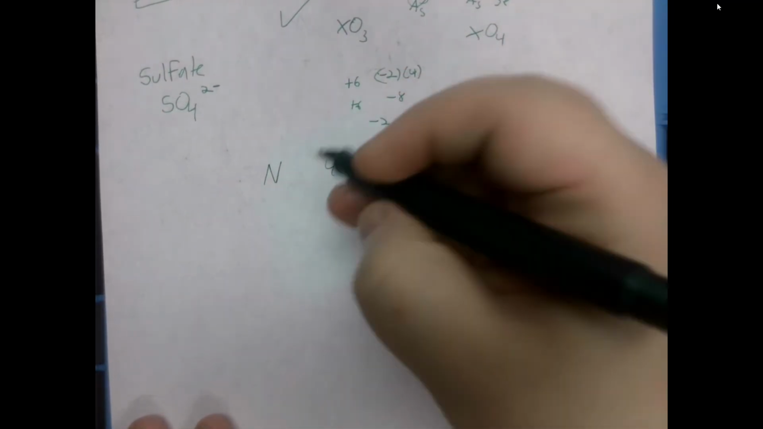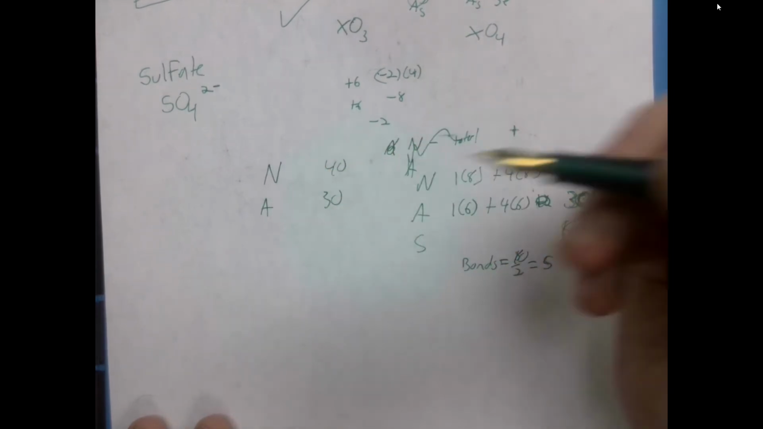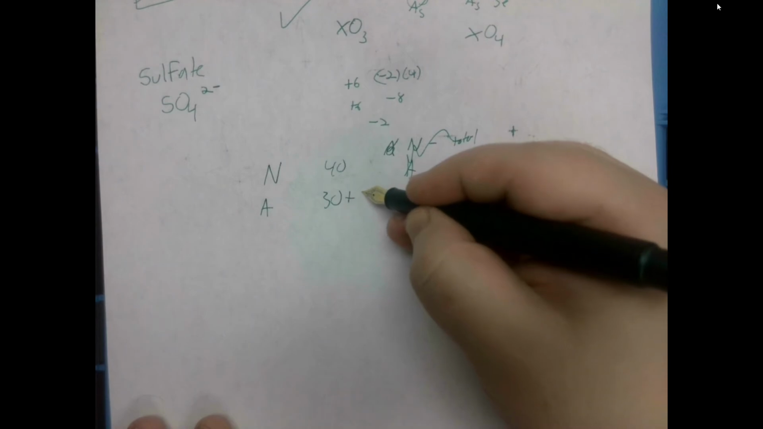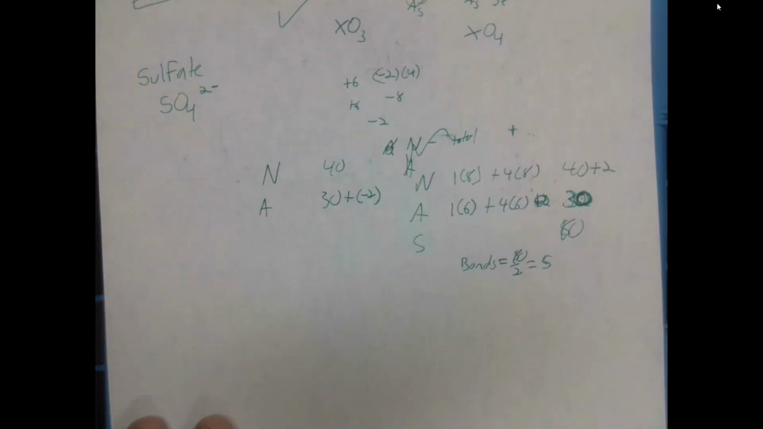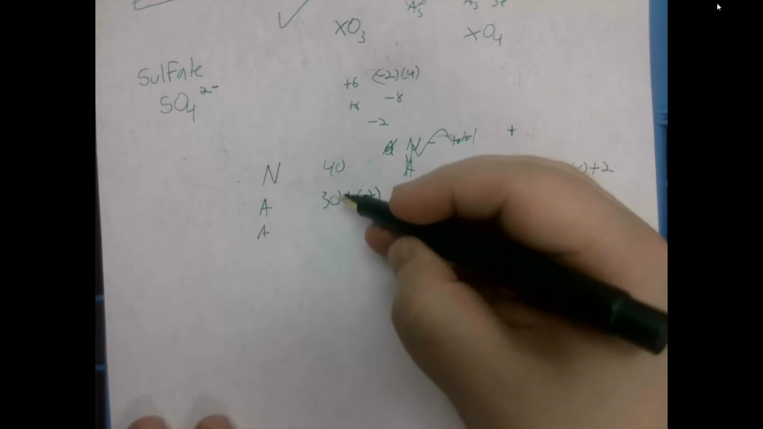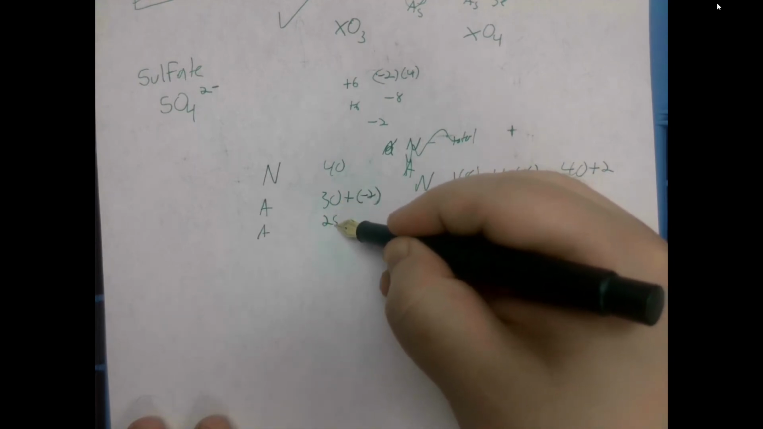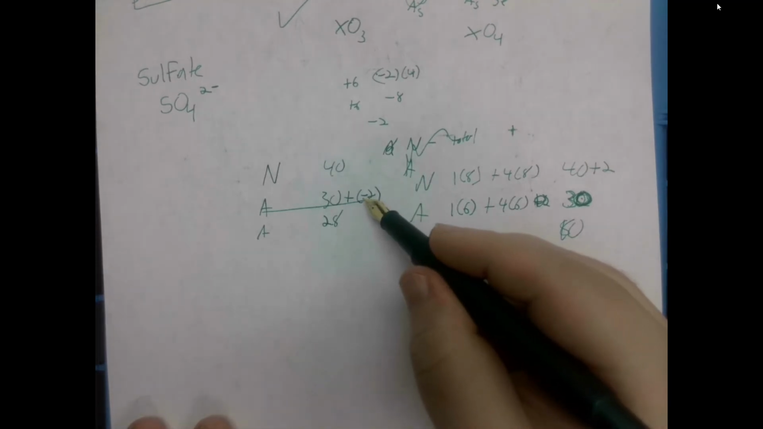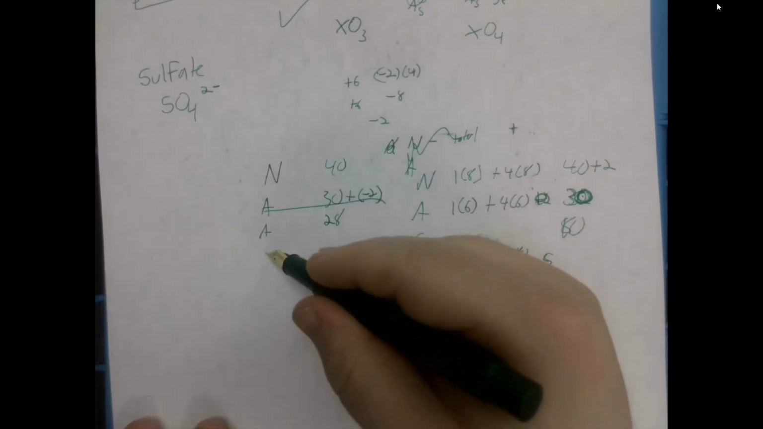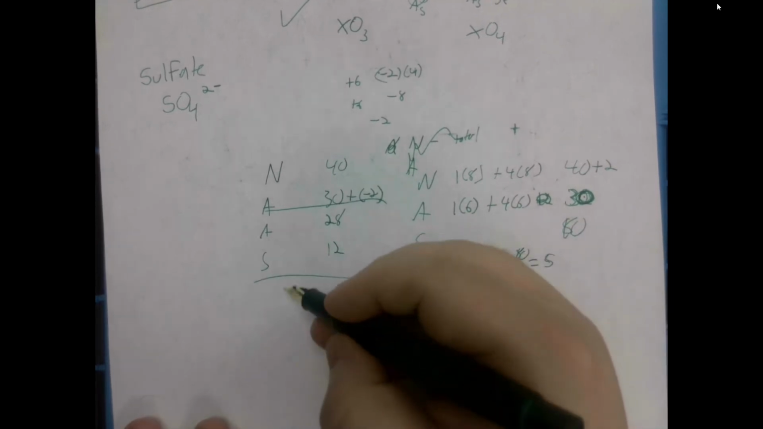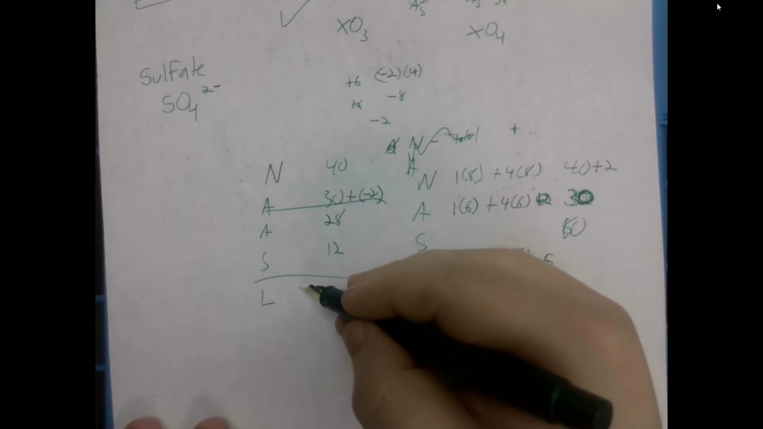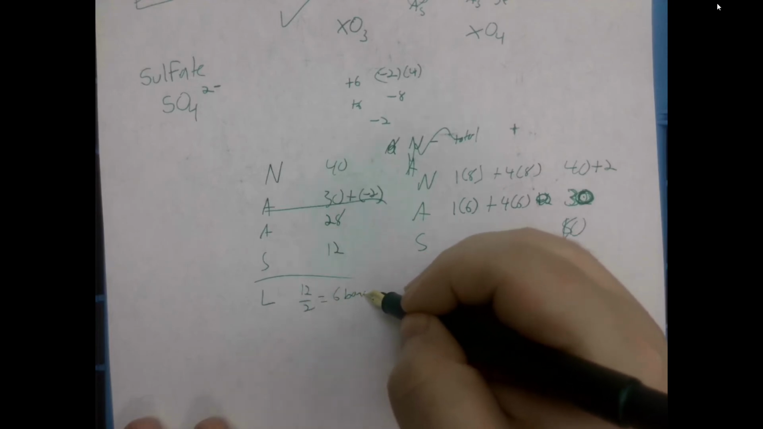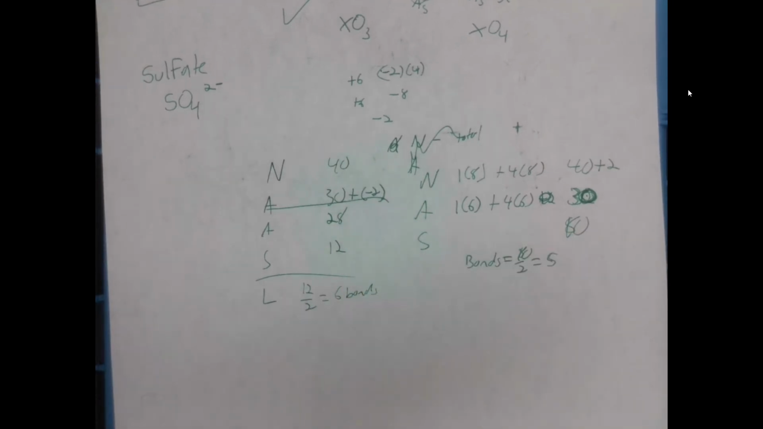So for this, N is the same thing. We got 40. A, we got 30. And what you're supposed to do is add the charge of -2. And that gives our A now as 28 when we add the charge. We get shared is going to be 12, and thus our L, which is the number of bonds, would be 12 divided by 2, or 6 bonds. I don't like the NAS method because it hides the fact of how the electrons are actually moving, and you're not constantly thinking about it.